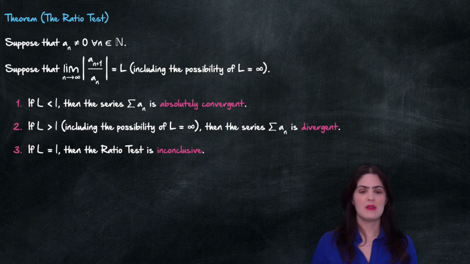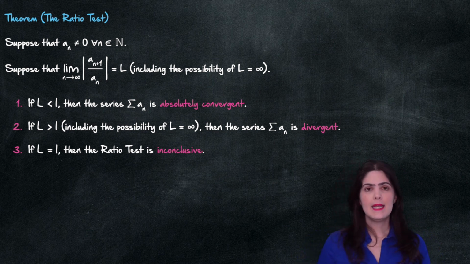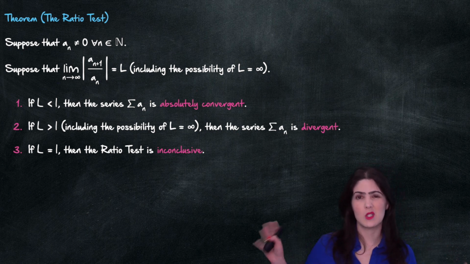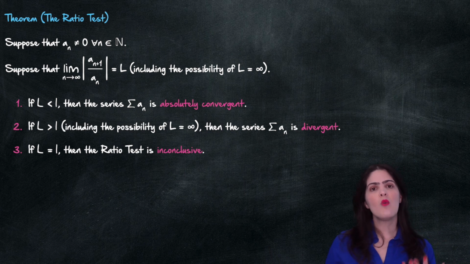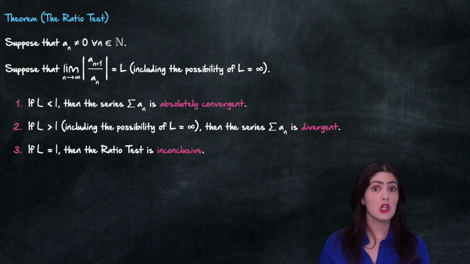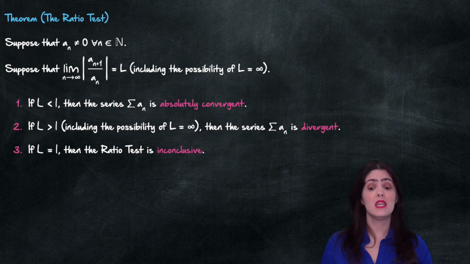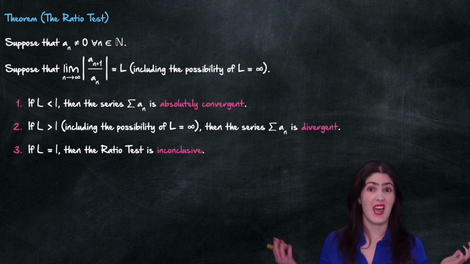So the ratio test tells me that if I have a series whose terms are never zero, and I suppose that the limit of a_{n+1} over a_n is equal to L, and this includes the possibility of L equals infinity, just to make the discussion a bit simpler. If L is less than 1, then the series is absolutely convergent. If the limit L is greater than 1, including L equals infinity, then my series is divergent. But, huge warning, if L is equal to 1, the ratio test is inconclusive. I cannot say anything about my series, other than I don't know anything about it.